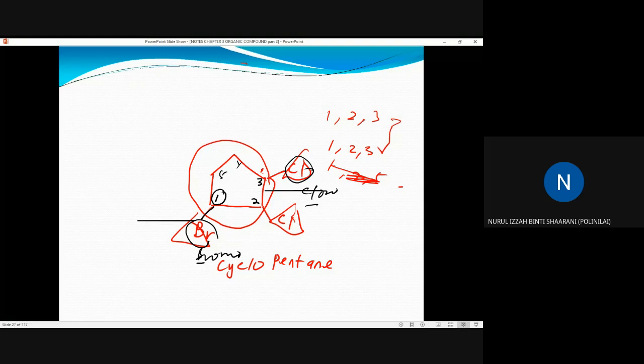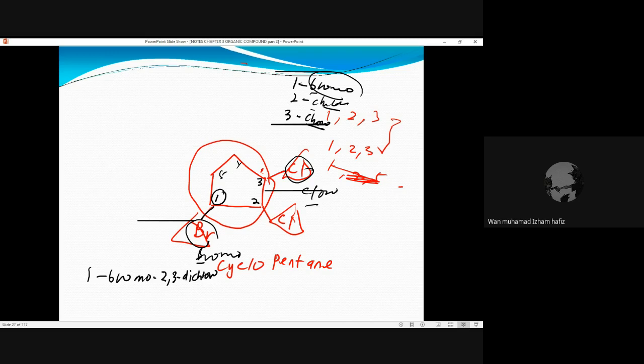Okay. So sekarang ni kita punya attached group is 1, bromo. 2, kloro. 3, kloro. And then kita akan combinekan lah. So obviously, kloro dengan kloro ni boleh combine together. Bromo ni is another atom lah, tak boleh lah. So according to the alphabetical order, bromo akan datang dulu baru kloro. So bromo akan duduk depan. 1, bromo, 2, 3, di, kloro, cyclopentane. Okay. Boleh tak? Boleh, Madam.